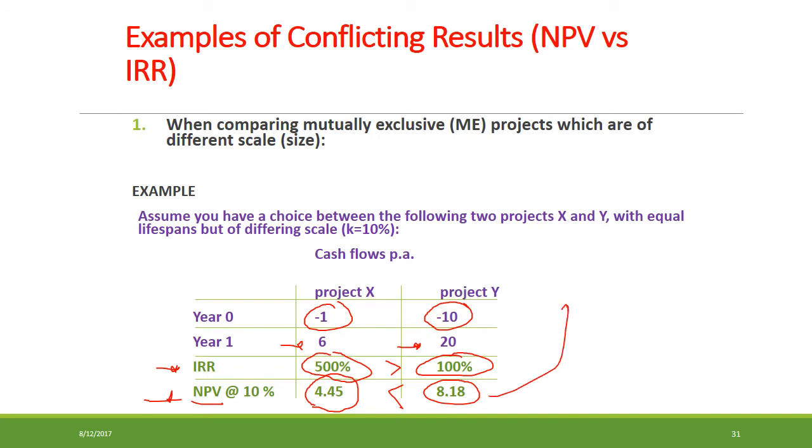What this number shows is that if we invested in Project Y, the company's value is going to increase by $8.18. Whereas if we pick Project X, the company's value only increases by $4.45. So clearly we see that the firm value would increase by more if we choose Project Y. This is why we always stick to the NPV method whenever we have a disagreement between different investment methods.